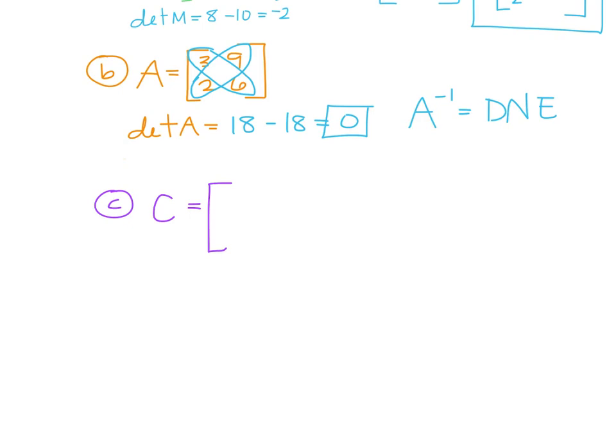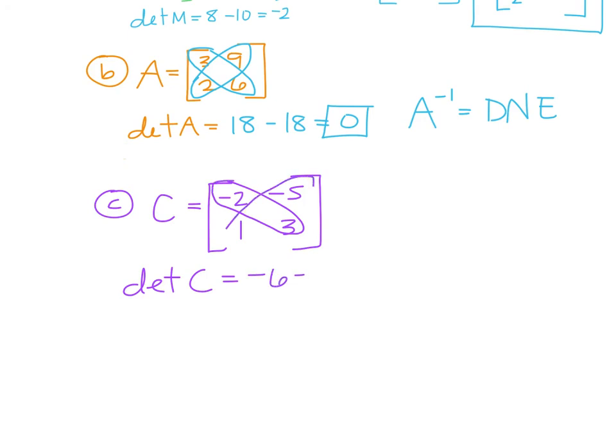So let's say we have the matrix C, -2, -5, 1, and 3. Okay, and we want to find the inverse. So to find the inverse, we start by finding the determinant. Remember, determinant is multiply here, so -6 minus multiply here, -5. That's plus a positive then, so -6 plus 5 is a -1. Okay, so that's our determinant.